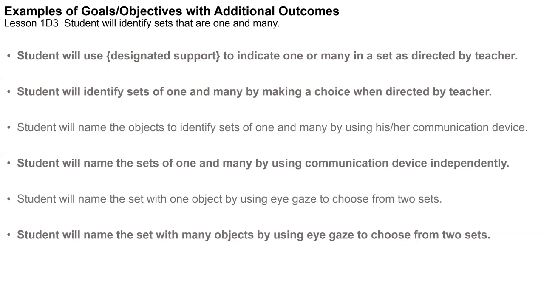Student will use designated support to indicate one or many in a set as directed by teacher. Student will identify sets of one and many by making a choice when directed by teacher. Student will name the sets of one and many by using communication device independently. Student will name the set with many objects by using eye gaze to choose from 2 sets.